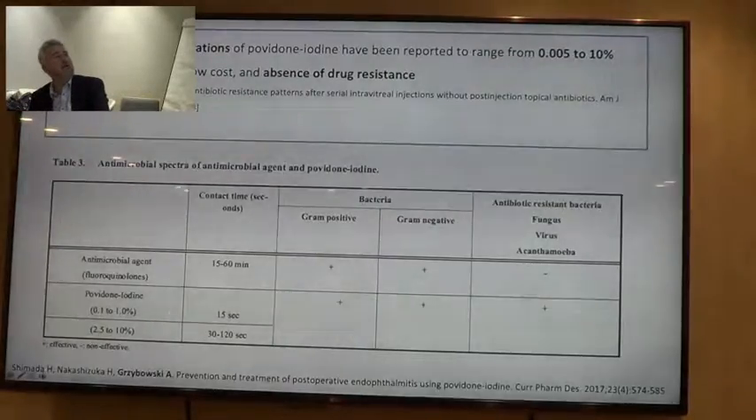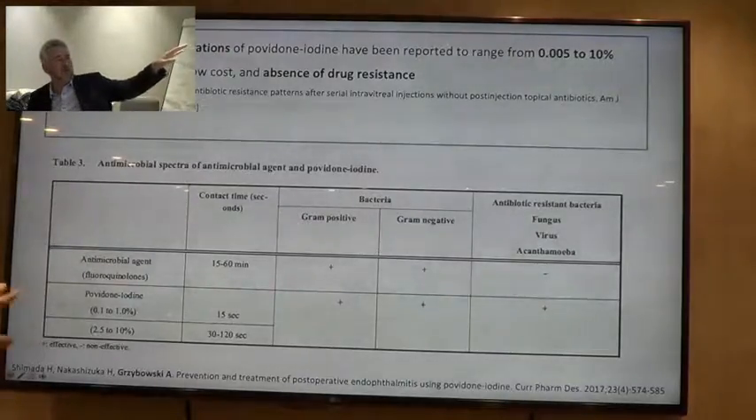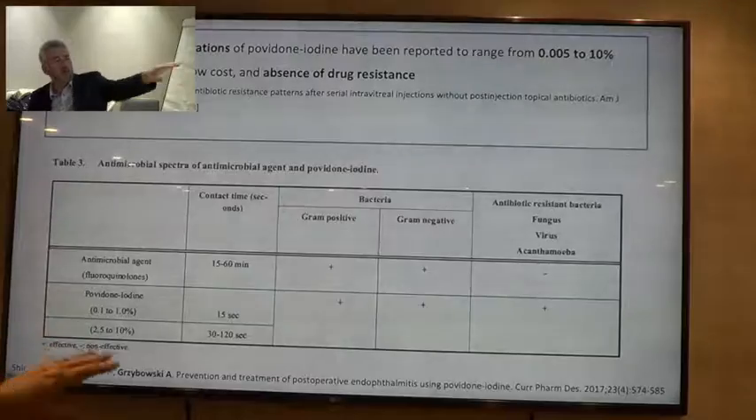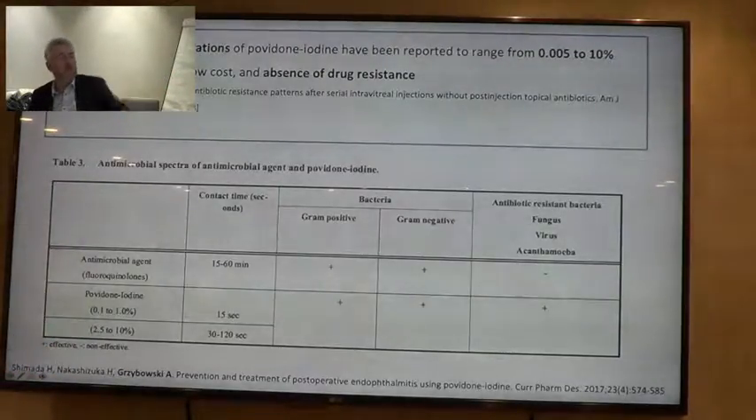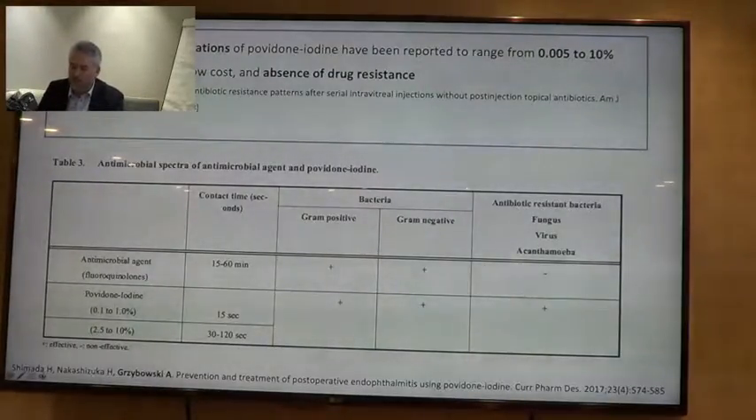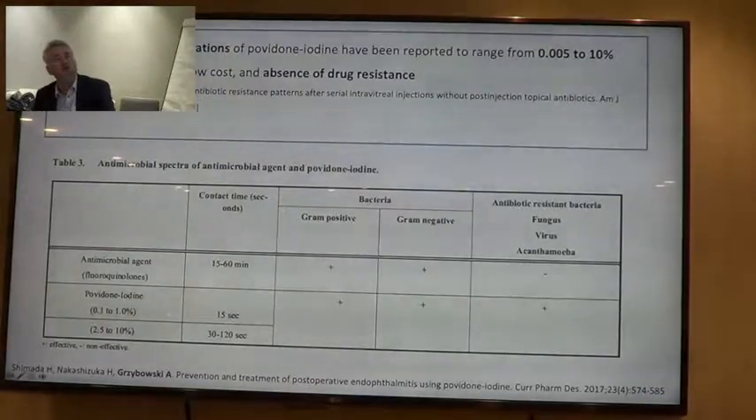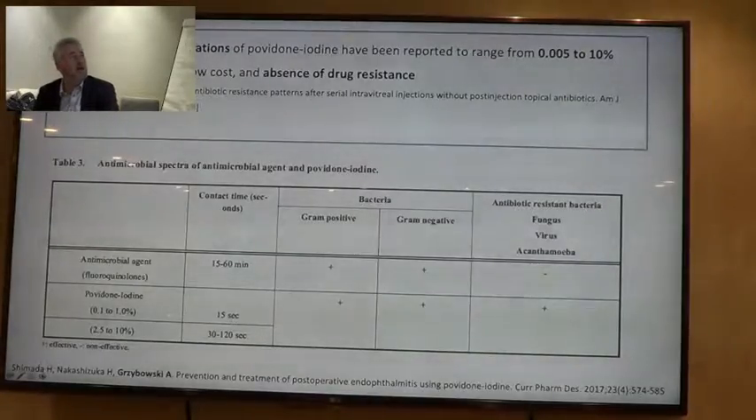Here we see the comparison between antibiotics, fluoroquinolones, in the upper row, and povidone iodine. You see that both cover gram-positive and gram-negative bacteria, but only povidone iodine is active against resistant bacteria, fungi, viruses, and Acanthamoeba. Effective concentrations of povidone iodine have been reported to range between very low, as you see, 0.005 to 10%, and it's cheap, it's available worldwide, and there is an absence of drug resistance.